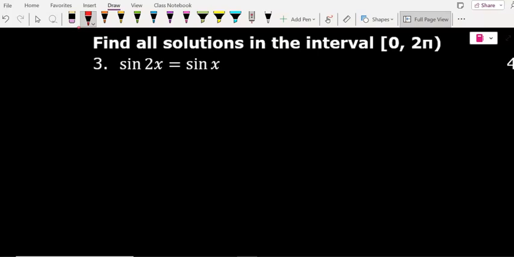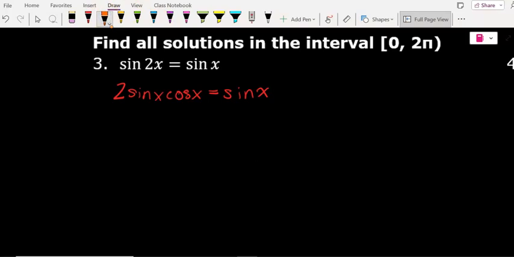I don't even have anything squared right now, because if I don't have anything squared, I don't have a Pythagorean identity, and everything's already in terms of sine, so I can't even change it. So instead, I have to change that sine 2x using my double angle identity that says that sine 2x is equal to 2 sine x cosine x. And now I just bring down the right side.